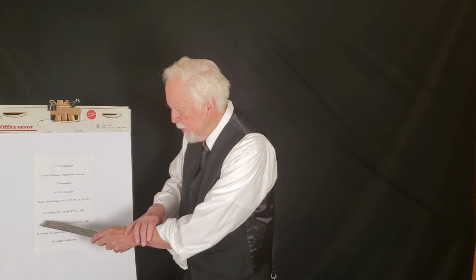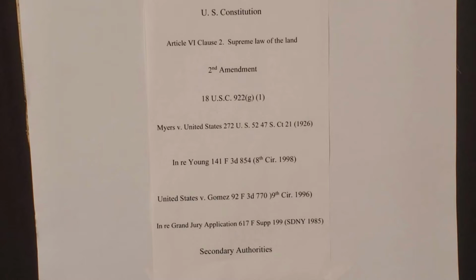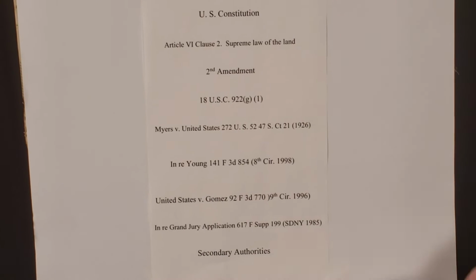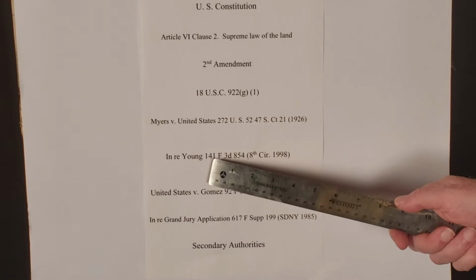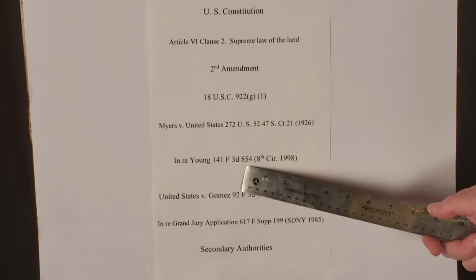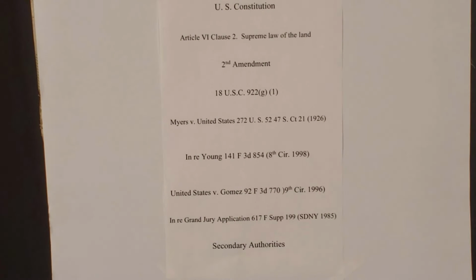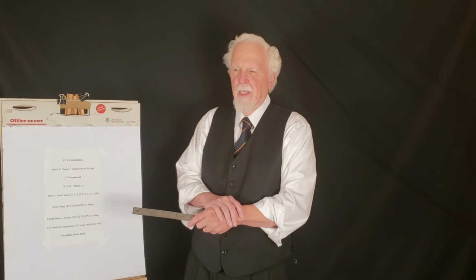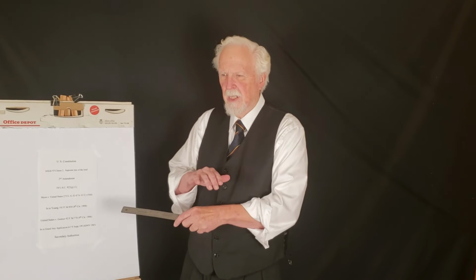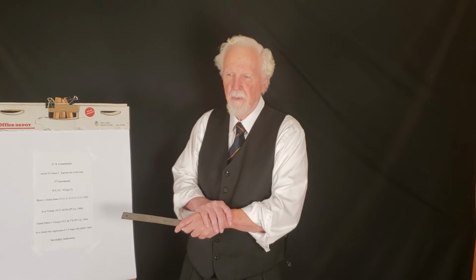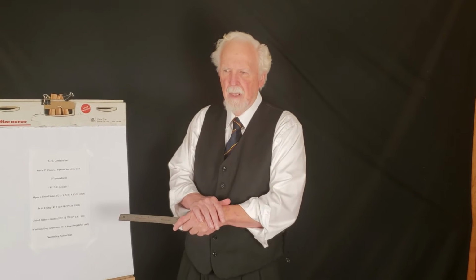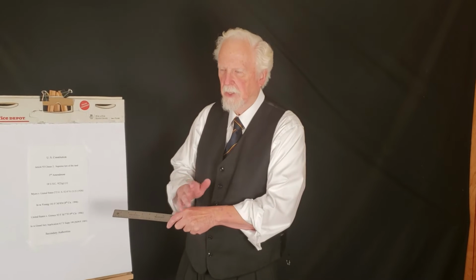Now, there's an Eighth Circuit case in Young. Now, the circuit courts of appeals are the ones below the Supreme Court. And in Young, 141 Fed 3rd, 854, 8th Circuit, 1998, that's the name of the case. 141 Fed 3rd means it's the 141st volume of the Federal Reporters, 3rd series, and you go to page 854. And what you've got on that next level down is where most of the case law is made.